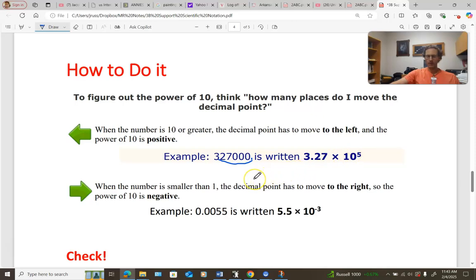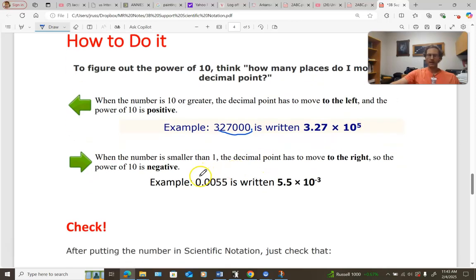Now, similarly, what if we had a very small number that we wanted to write in scientific notation? Well, in this case, the decimal's already in here. So I would move it 1, 2, 3 places to the right, and that would put it between the 2 5s. So we'd get 5.5. But now we're moving the decimal in the opposite direction. So that's when we use a negative exponent. Okay, so I moved it to the right 3 places, so that power of 10 becomes negative 3.